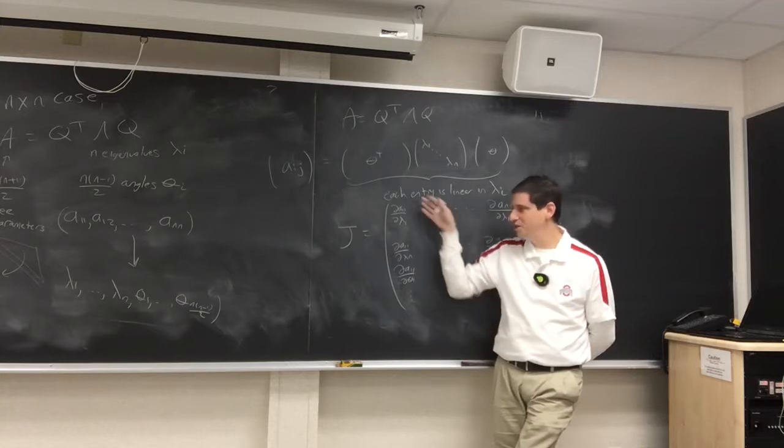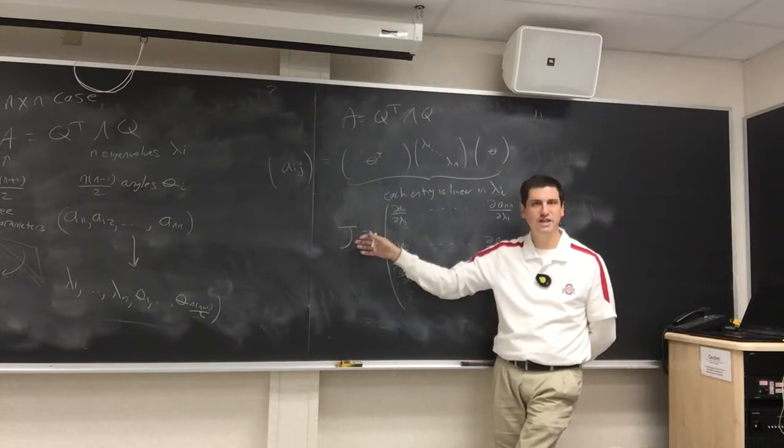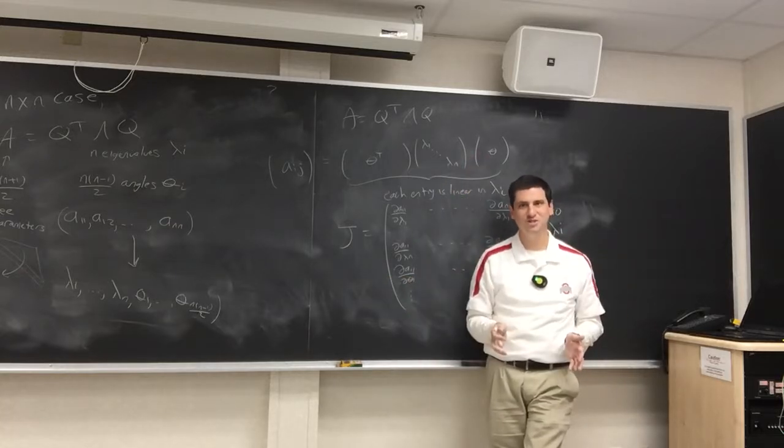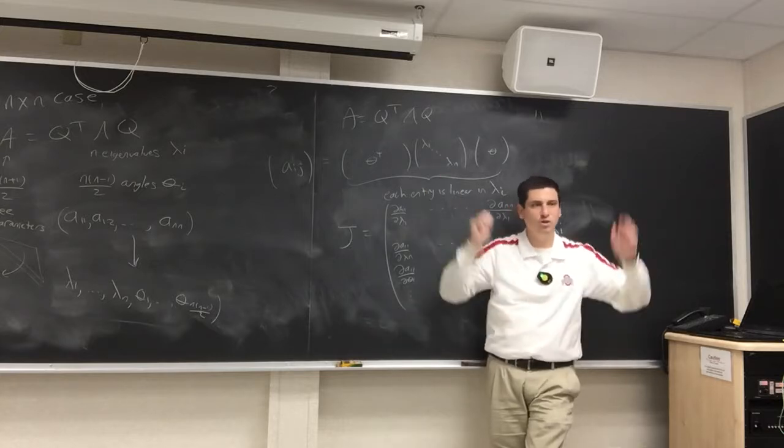Okay? So are we comfortable up to this point? The whole idea is to get enough sense of what the J looks like that we can calculate its determinant as some nasty function of all the angles times a really nice function of the eigenvalues. And then we just integrate out all the angles.